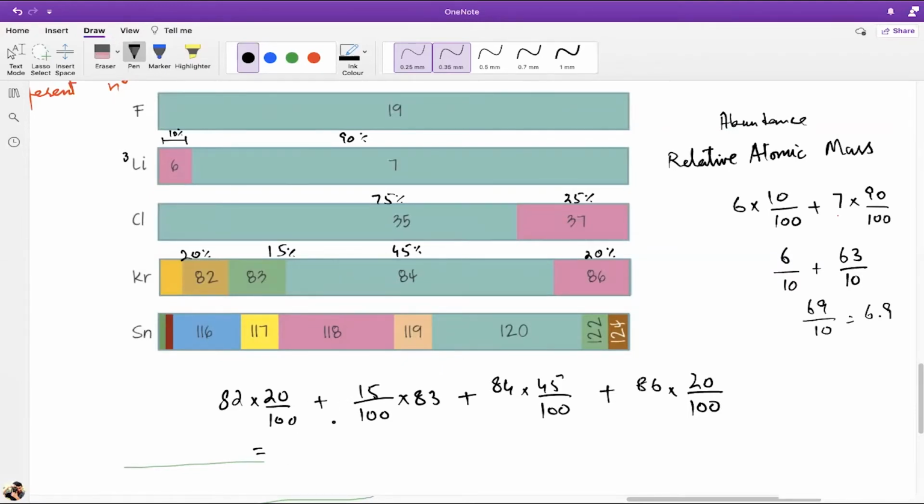Another way to do this is that instead of having to divide by fractions, you simply do this: 82 times 0.2 plus 0.15 times 83 plus 84 times 0.45 plus 86 times 0.2. Now, why I'm doing this is because I've converted 15 over 100 to a fraction, which is 0.15. All right. So using this, I will be able to calculate whatever the value is. 83.85, which will round off to 83.9. 3 significant figures is what we are required to use. So 83.9, that is going to be our relative atomic mass for this thing.